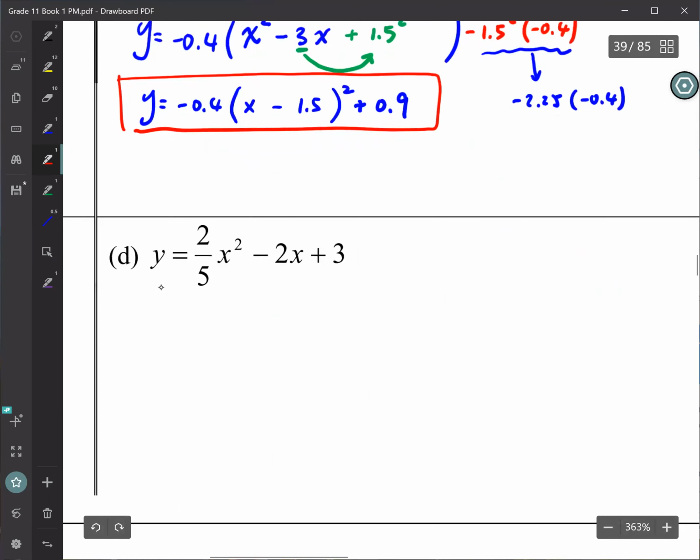Question D, we have a fraction, because in the homework, you also have fractions. So if the question has fractions, please do all the work in fractions. Don't turn into decimals. So same thing, the A will be 2 over 5. So we want to take out 2 over 5. Leave the 2 over 5 on the outside. So do the same thing. Please try this out.